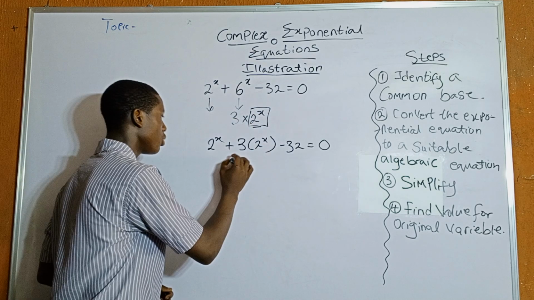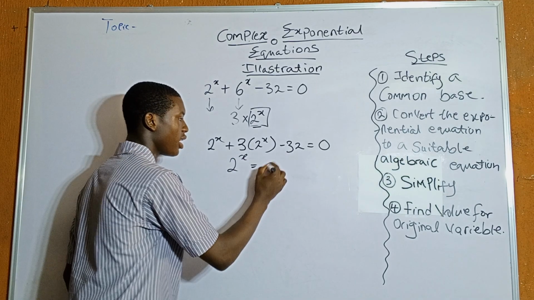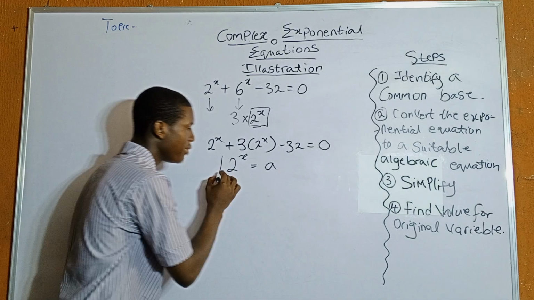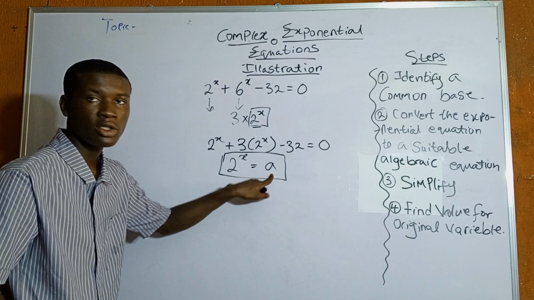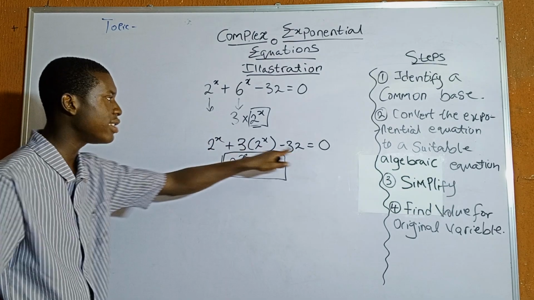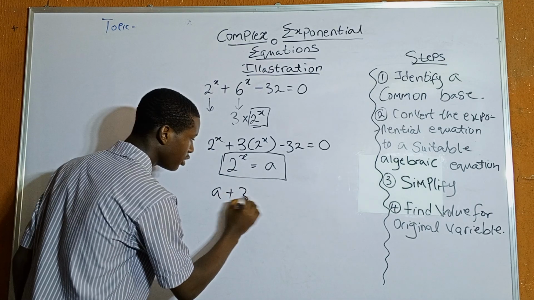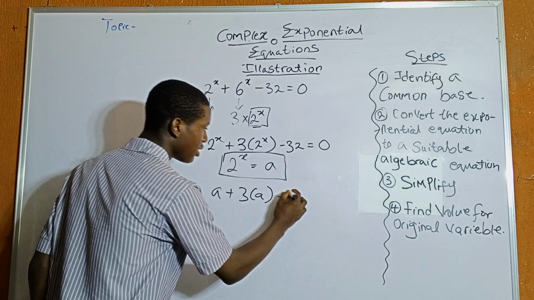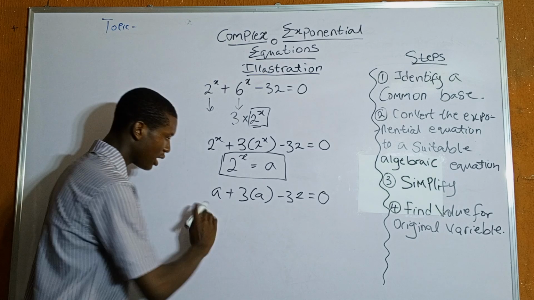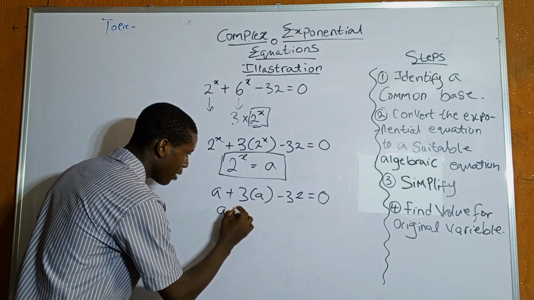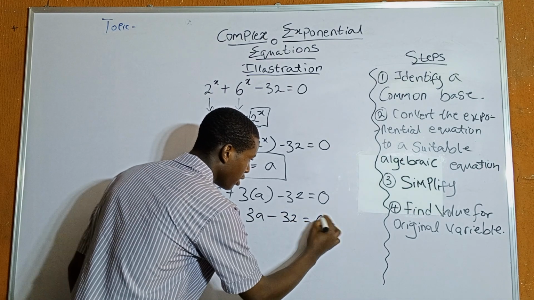How? Remember our common base. We need to make a let that common base equal to another variable, let's say a. Now we have made a substitution here. So what we'll do is substitute what we said it should be inside this equation, which will be a for this, plus 3 open brackets a, minus 32 equals 0. So let's simplify, which will be a plus 3a minus 32 equals 0.